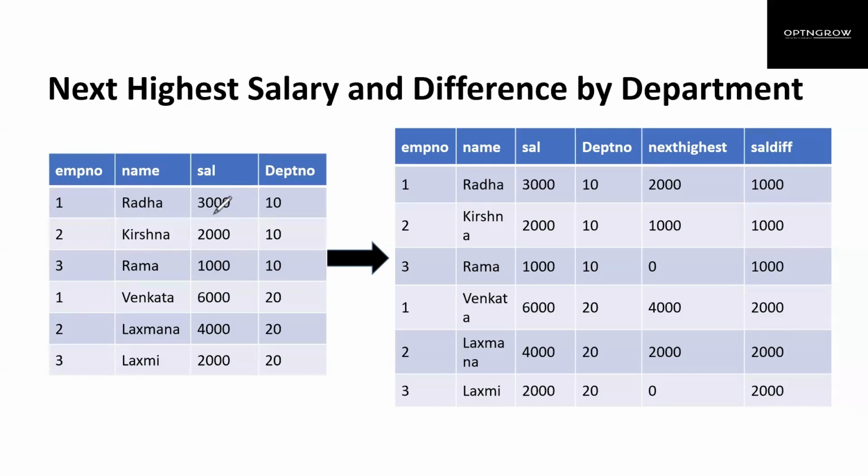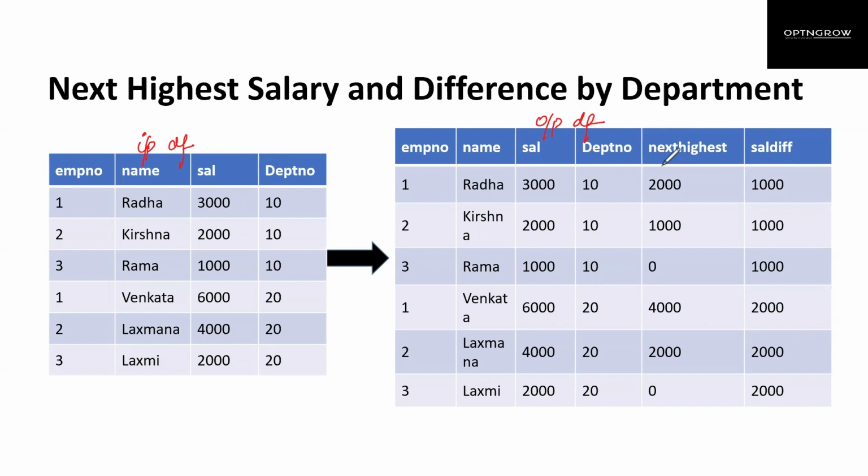Hey there, let's look into the question for this video. This is going to be our input data frame and this is going to be our output data frame. So the input data frame has 4 columns. Basically it has the details of the employee number, name, salary and department number.